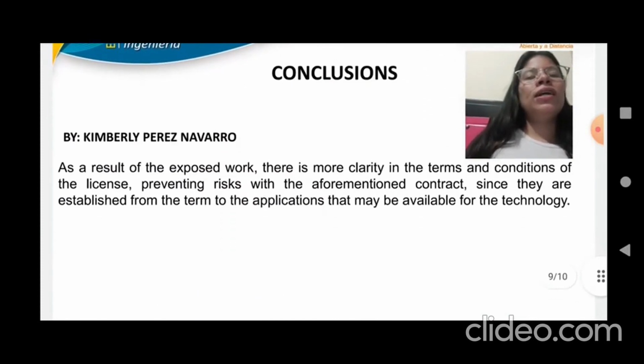Conclusion. As a result, in the software there is more clarity in the terms, the conditions and the license, privacy risks with the aforementioned contracts, since they are established in the term of application and the market available for the technology. Thank you.